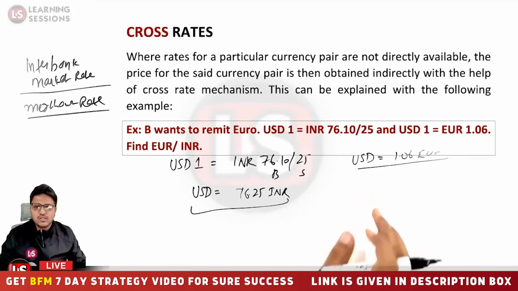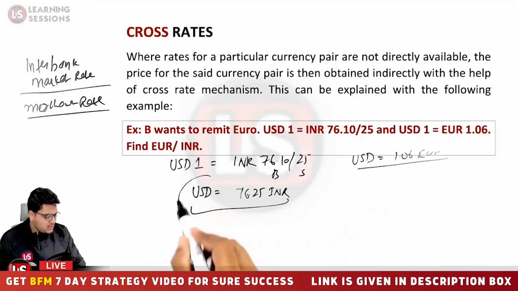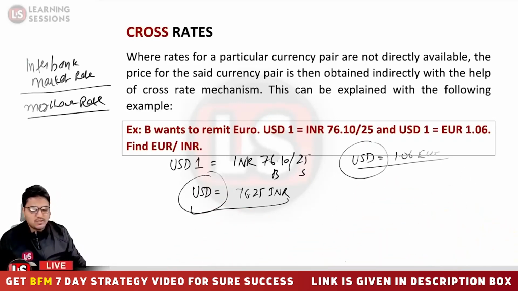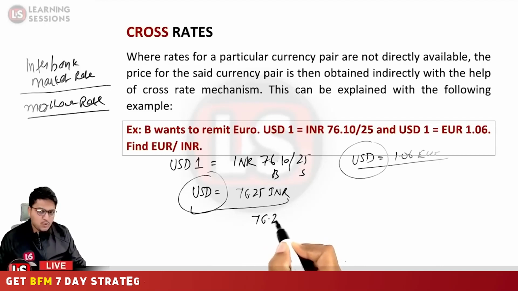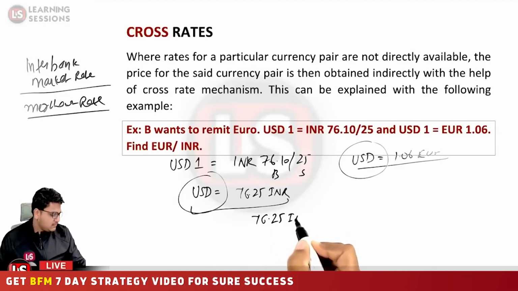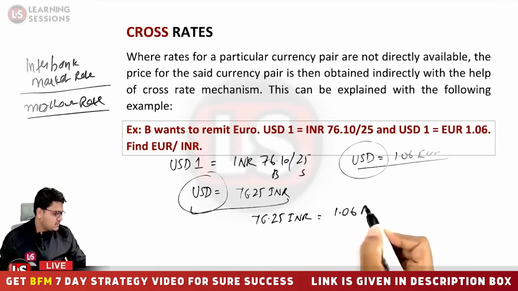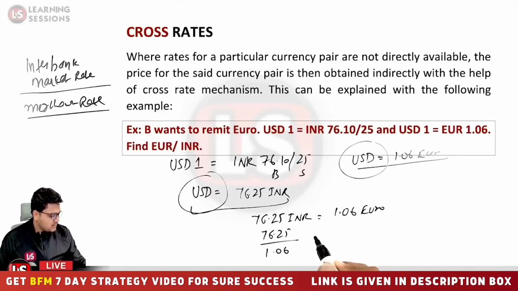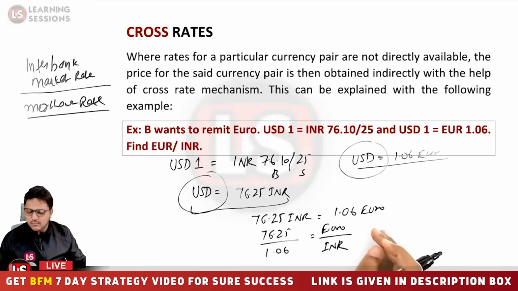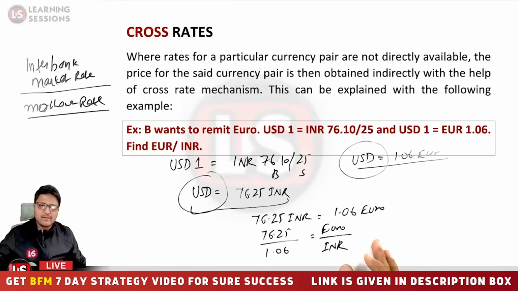Okay, so over here you just need to equate these two sides. One USD is equal to this and the other one USD is equal to this. So what it actually means is that 76.25 INR is equal to 1.06 euro. Now you can definitely calculate the euro to INR rate. It will be 76.25 divided by 1.06, that is euro to INR. So that is how you can calculate, and that will be the answer over here.